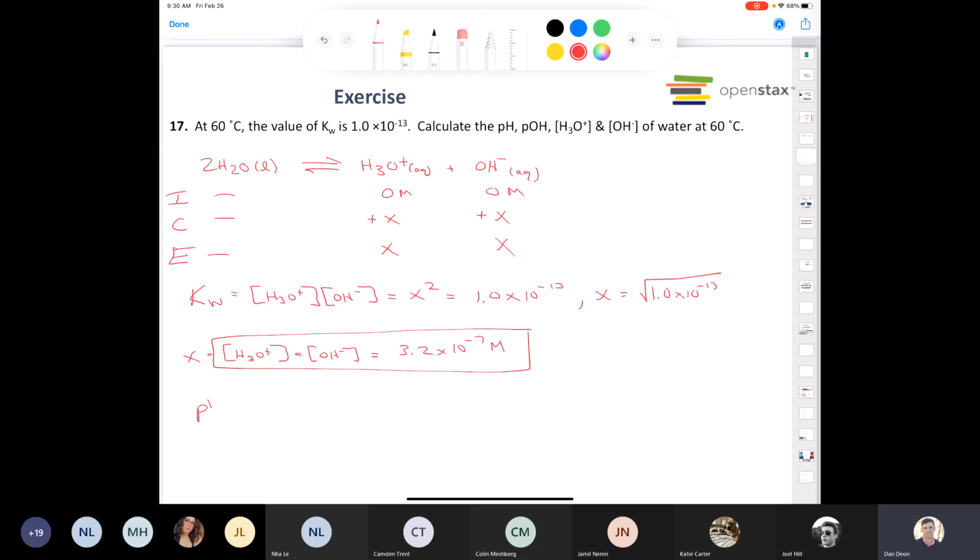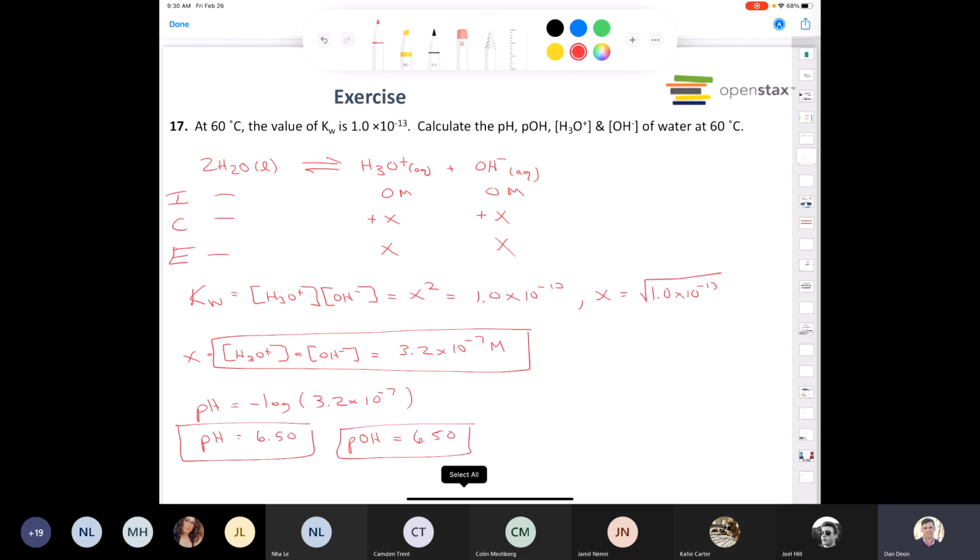Now, if we want to calculate the pH, pH is equal to minus log of the concentration of the hydronium, which is 3.2 times 10 to the negative 7. Since I have two significant figures in my concentration, I'll report my pH to 2 sig figs, which is going to be equal to 6.50. And for my pOH, I'm going to get the same thing because the concentration is identical. So my pOH is going to be equal to 6.50.